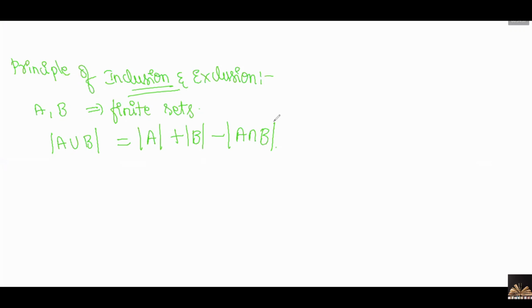We'll write n of A union B is equal to n of A plus n of B minus n of A intersection B, right? So here it represents the cardinality. That means, suppose you consider A equal to {1, 2, 3}, then the cardinality is represented like this, similar to mod. In the same way we'll represent the cardinality. This represents the number of elements in the set A. So the cardinality of A will become 3, right? So this is for two sets. When there exist two sets, you will write the cardinality of A union B like this.